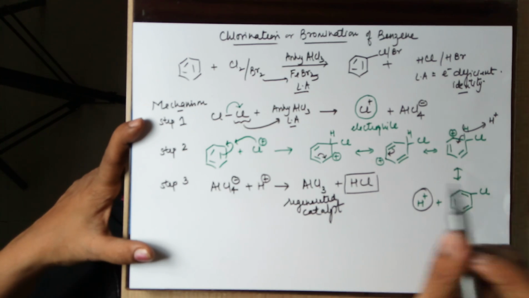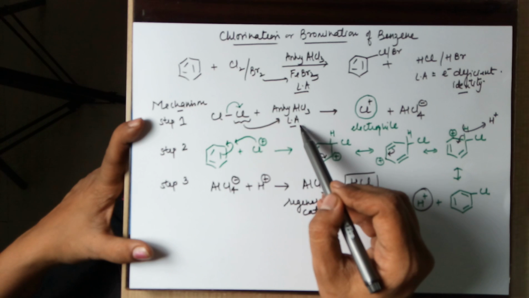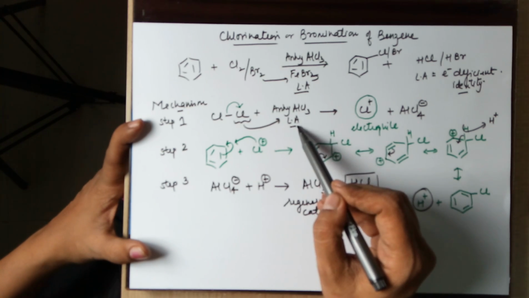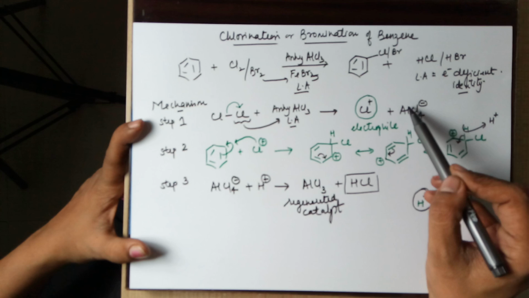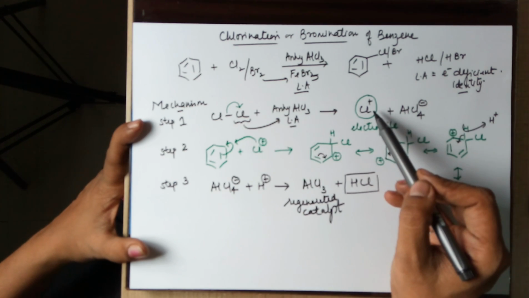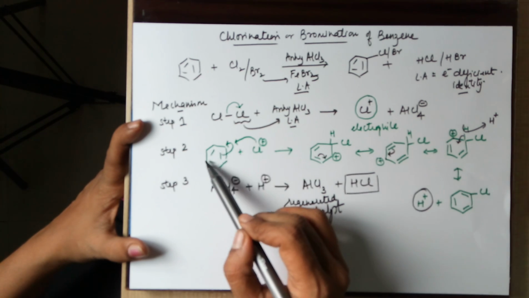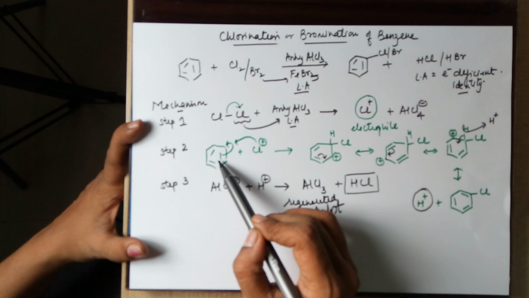I repeat it once over. The halogen undergoes heterolytic cleavage in the presence of a Lewis acid. Lewis acid is seeking electrons. It takes away the Cl minus, forming AlCl4 negative. The Cl plus, which is left over, is the requirement, the electrophile. Electrophiles can easily attack onto a benzene ring due to the presence of the pi electron cloud.